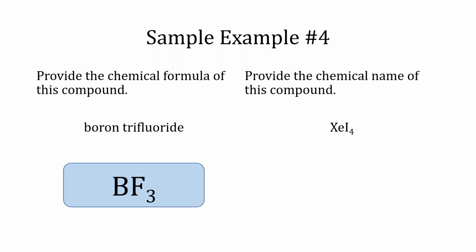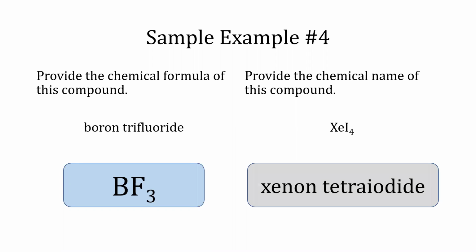The other question is provide the chemical name of this compound, XeI4. In this case, Xe is the element symbol for xenon. 4, as the subscript indicates, the prefix tetra, and I is the element symbol for iodide. Since it is in the anions row, thus the name of this compound is xenon tetraiodide.